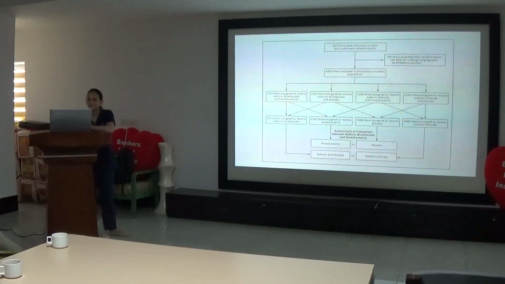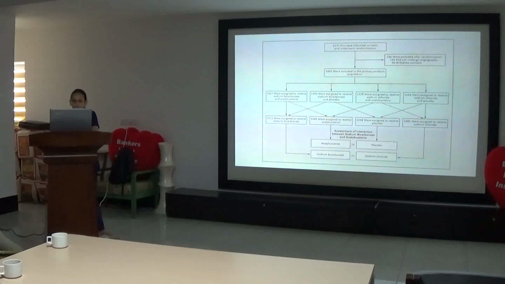The 1 to 12 hours was part of the inclusion criteria. Some patients did not undergo angiography immediately. Prior to angiography they were in the ICU, for example, but they did receive IV fluids. So this is the trial design, a 2x2 factorial. One comparison is N-acetylcysteine versus placebo, and the other is sodium bicarbonate versus sodium chloride.